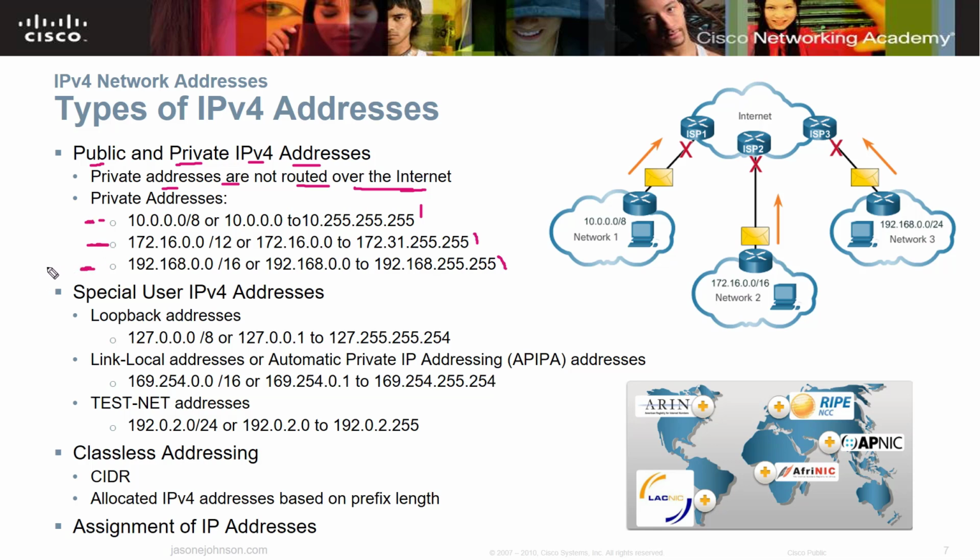You can use those ranges of addresses in your local area networks. A lot of people go with the 192.168 range. That's one that gets used a lot because it's a /16, and you can use it as a /24, all the way up into the /24 range.